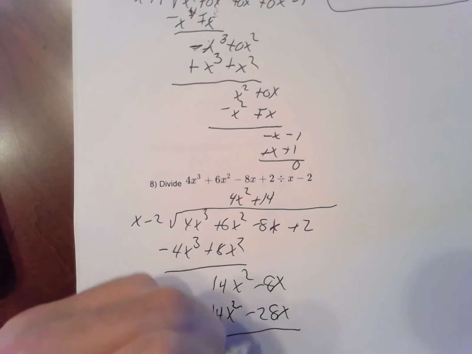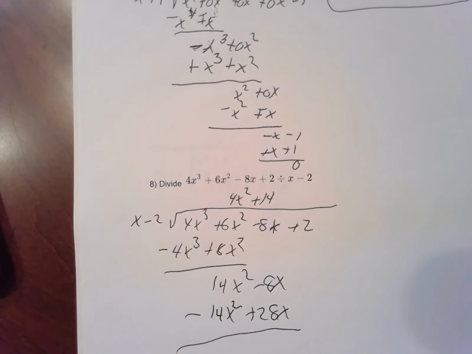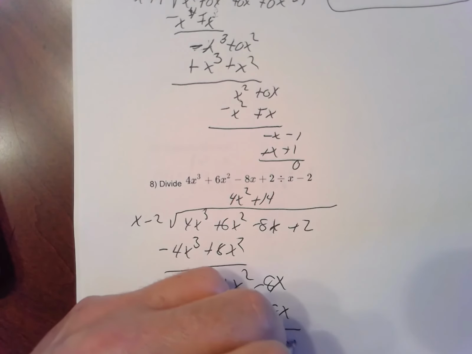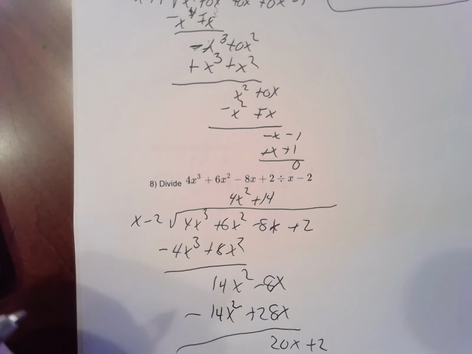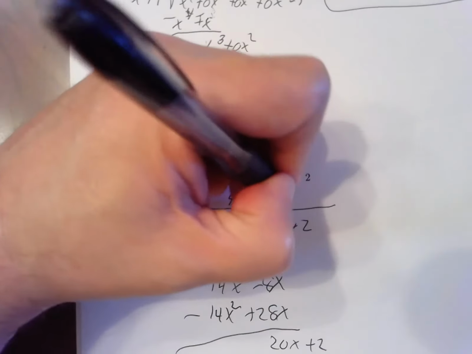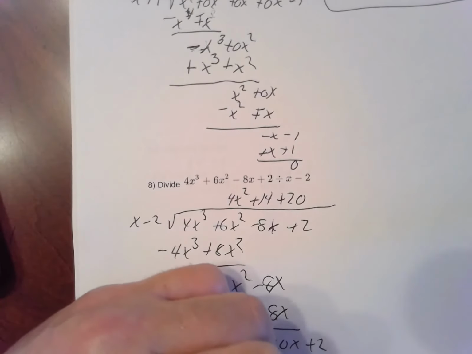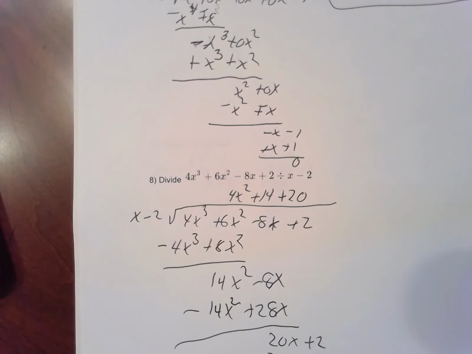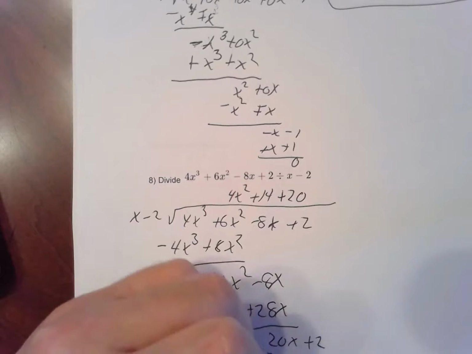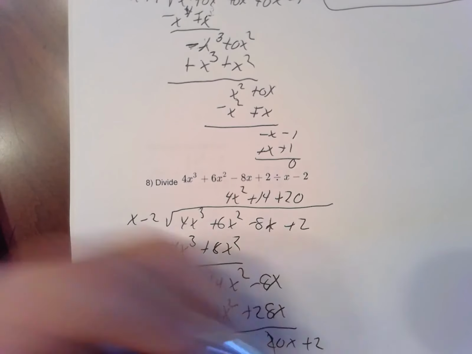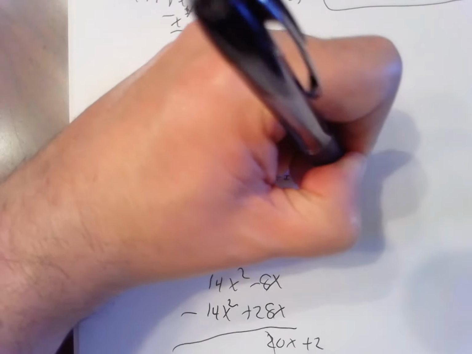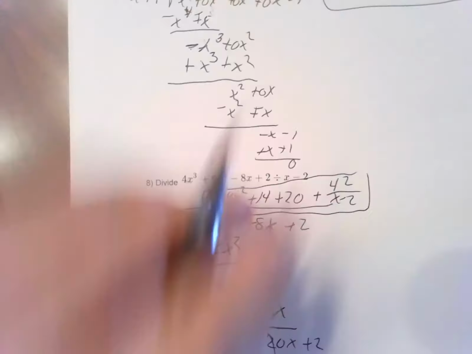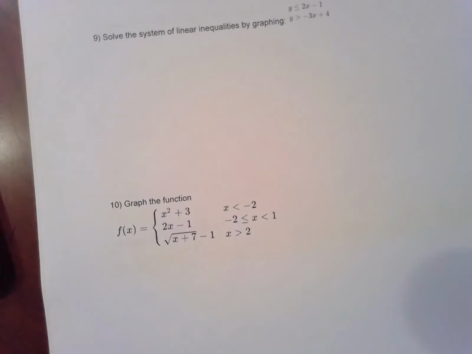Wow, these numbers are getting big. Draw the line, change the signs. 28 minus 8 would be 20x plus 2. So that would be plus 20. 20x minus 40. Draw the line, change the signs. Let's cancel. I get a remainder of 42. So here, plus 42 over x minus 2. Okay, next page.